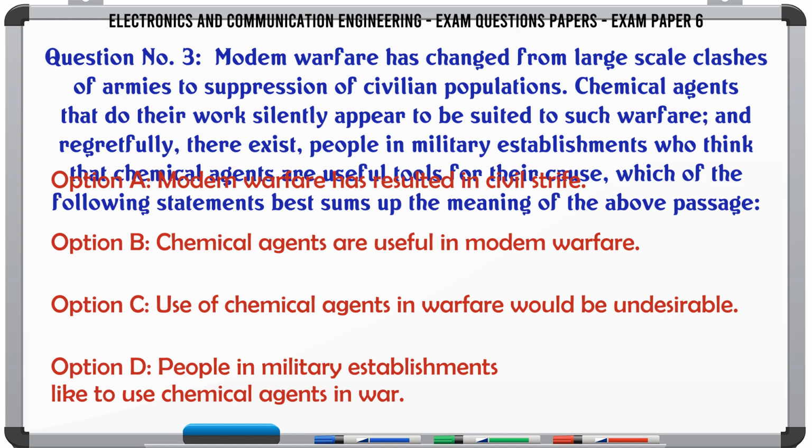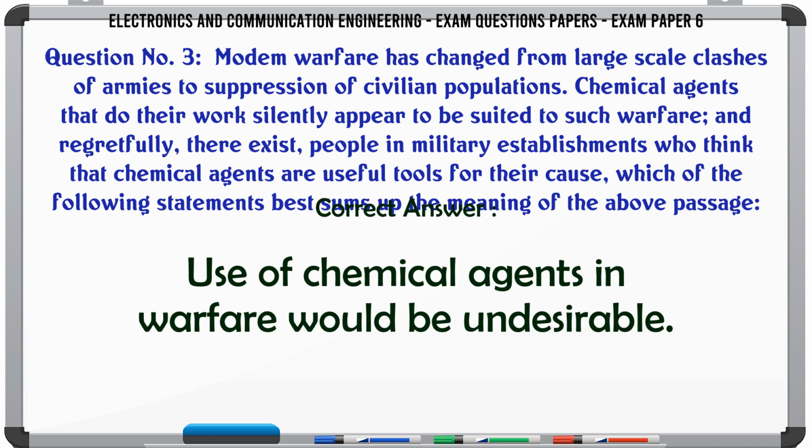Which of the following statements best sums up the meaning of the above passage? A. Modern warfare has resulted in civil strife. B. Chemical agents are useful in modern warfare. C. Use of chemical agents in warfare would be undesirable. D. People in military establishments like to use chemical agents in war. The correct answer is: use of chemical agents in warfare would be undesirable.